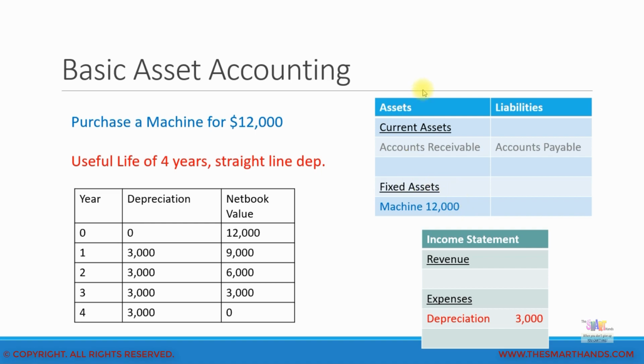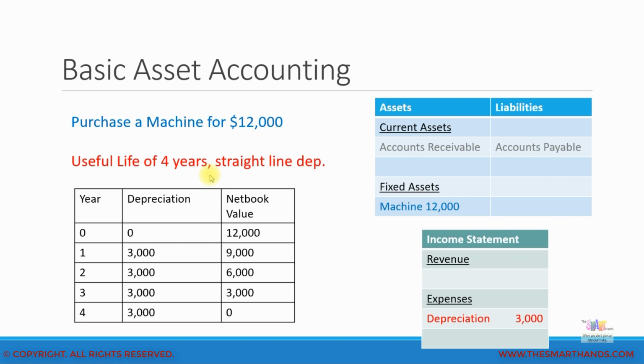It comes into your balance sheet on the fixed asset side. So you can put your machine's $12,000. It's a fixed asset for you now. Let's say that this machine can run for 4 years. So its useful life is 4 years.